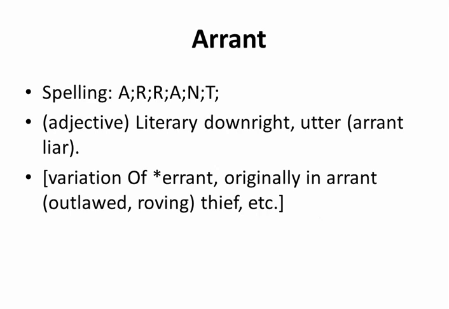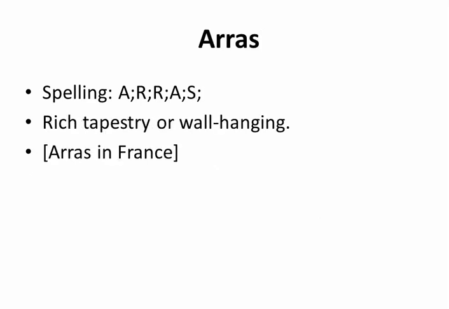Arrant. Spelling, A-R-R-A-N-T. Adjective. Literary downright, utter, arrant liar. Variation of asterisk errant, originally meaning outlawed, roving, thief, etc. Arras. Spelling, A-R-R-A-S. Rich tapestry or wall hanging. Arras in France.